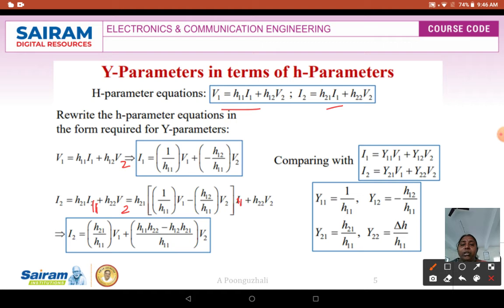Now compare this I2 with the standard I2 expression. First is I1: Y11 is equal to 1 by H11, and Y12 is equal to minus H12 by H11. Now for I2, Y21 is equal to H21 by H11, and Y22 is equal to H11 H22 minus H12 H21 by H11. The numerator is nothing but del H, so we can write Y22 as del H divided by H11. So this is the relationship between Y parameters in terms of H parameters.